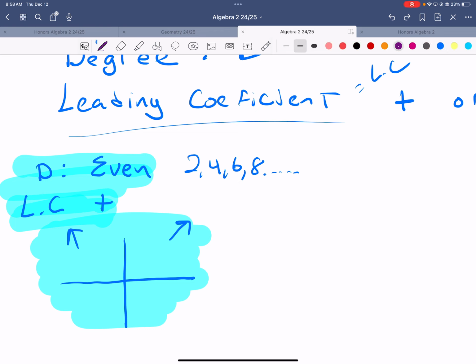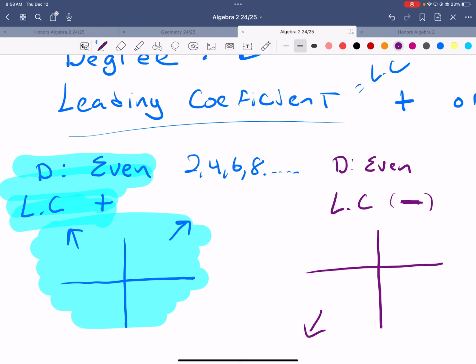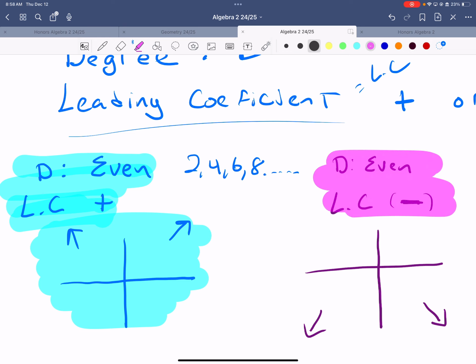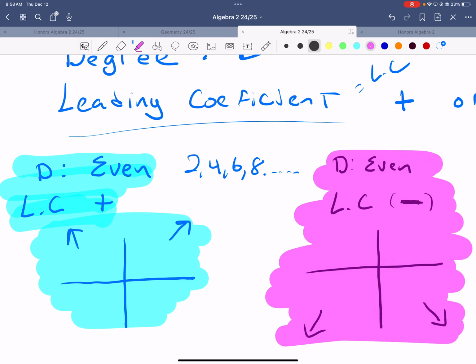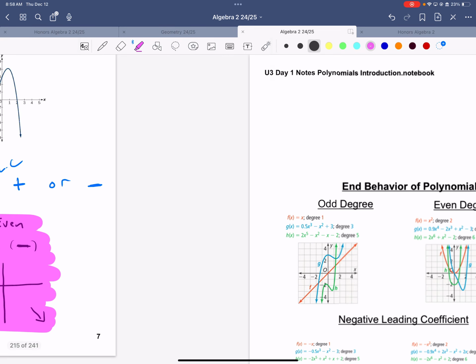The second case: the degree is even and now the leading coefficient is negative. If that's the case, our end behaviors are going to be in the third and the fourth quadrant. This part needs to go into your notes. So again, even 2, 4, 6, 8, 10, 12, 14, whatever. But now our leading coefficient is negative. Then your end behaviors are in the third and the fourth quadrant.